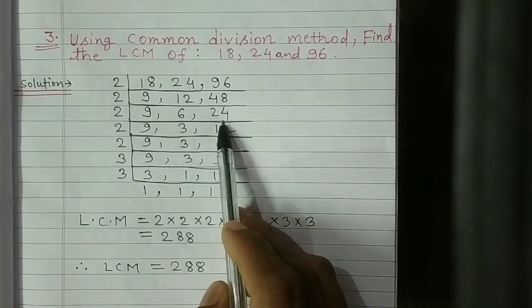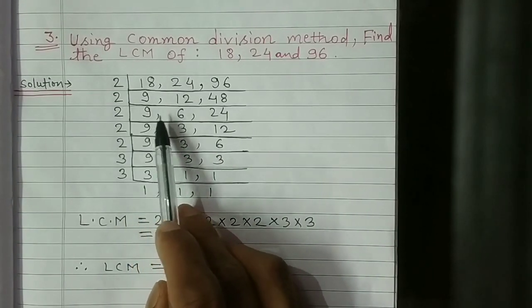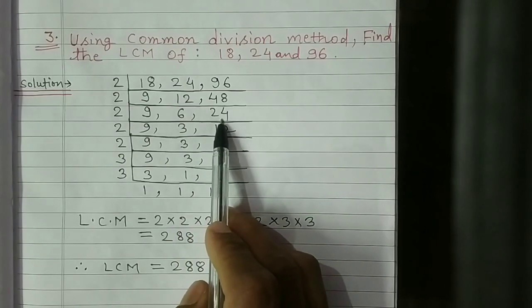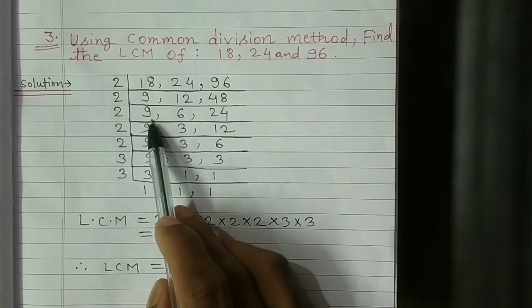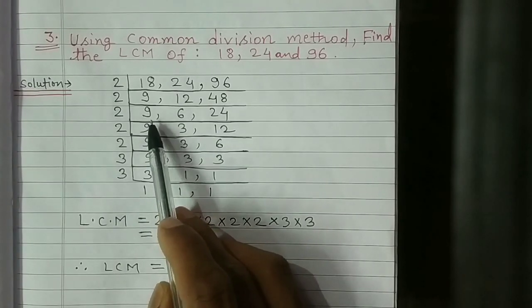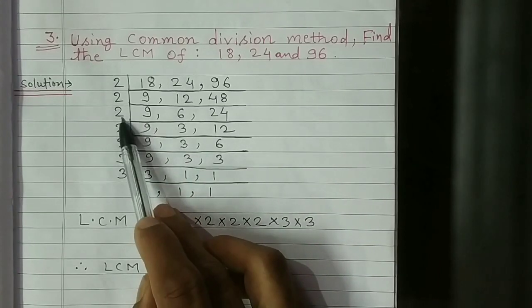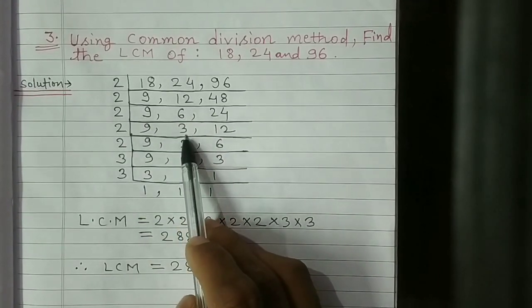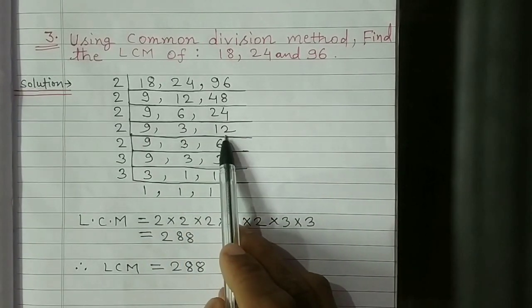Clear? Now again we are going to check with the same prime number 2, because it will divide 6 and 24 again. This 2 will again not divide 9 completely, so I have written 9 the same here. This 2 will divide 6 and the quotient is 3, and this 2 will divide 24 and the quotient will be 12.